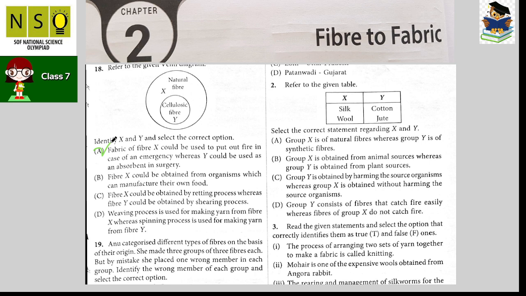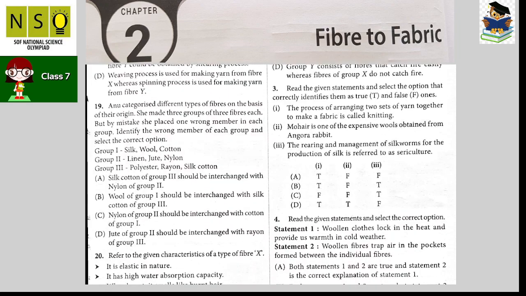Option A is correct because X is the natural fiber that is proteinous in nature, that is, it can be wool or silk, and Y is a cellulose fiber, which means it is obtained from plants. It can be cotton or jute. So woolen fabric is used to put out fire in case of emergencies, whereas cotton is used as an absorbent during surgery. So option A is the correct option.